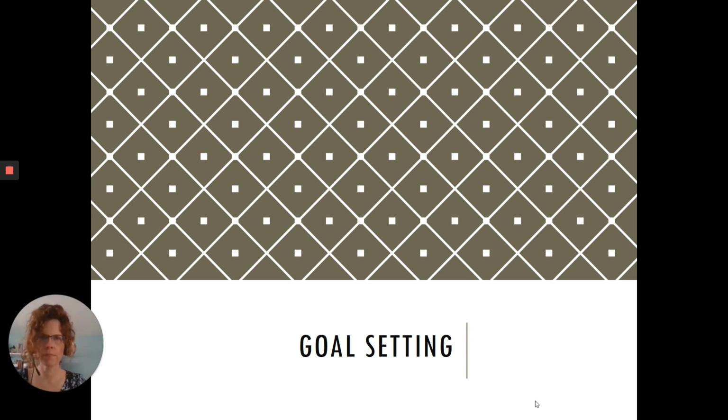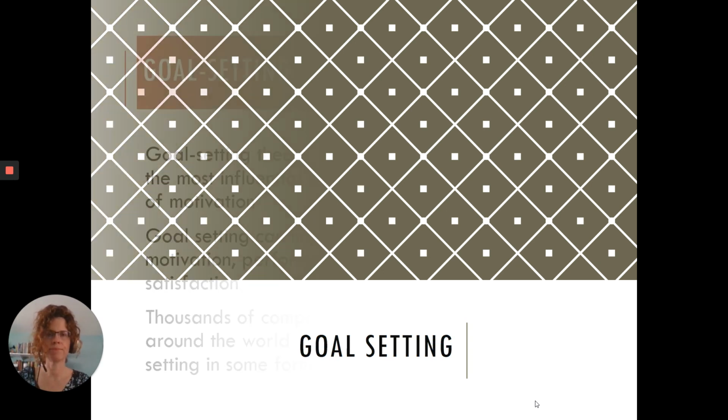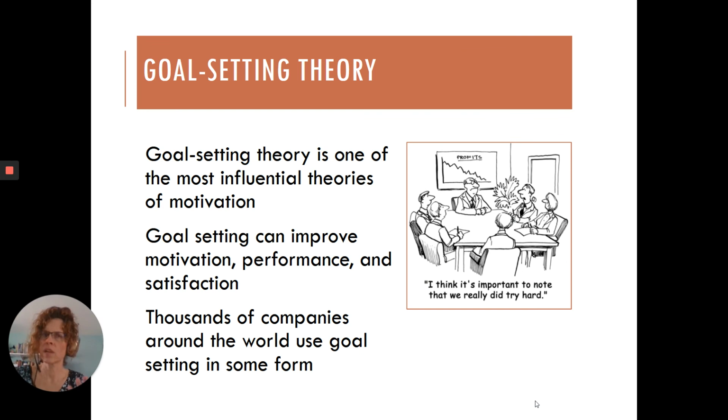So that's it for the job characteristics model. The last part of part 1 deals with goal setting. And I'm going to move pretty quickly here, primarily because I know that you already know a lot about goal setting. We'll start with this slide. Goal setting is one of the most influential theories of motivation. It can improve our motivation, our performance, and our satisfaction. And in the real world, thousands of companies use it in some form.